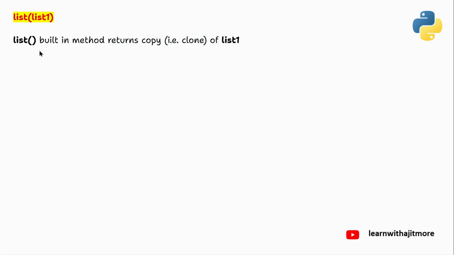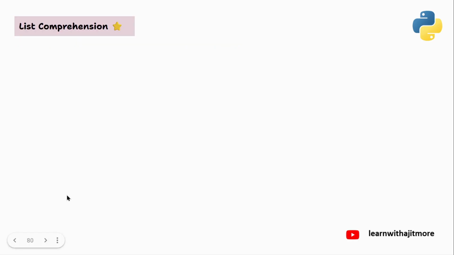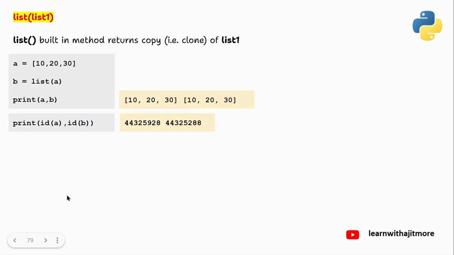ठीक है, तो you can use this function list also to create a copy that is a clone. See, A equal to 10, 20, 30, B equal to list of A. Will it create a copy of A? Yes. Initially, when you print, elements are same. But if you print the addresses they are itself different. When these addresses are different, that proves that list has created a copy of A and returned that copy address. Okay? So I hope this part is also clear to you. Right, guys? Yes.